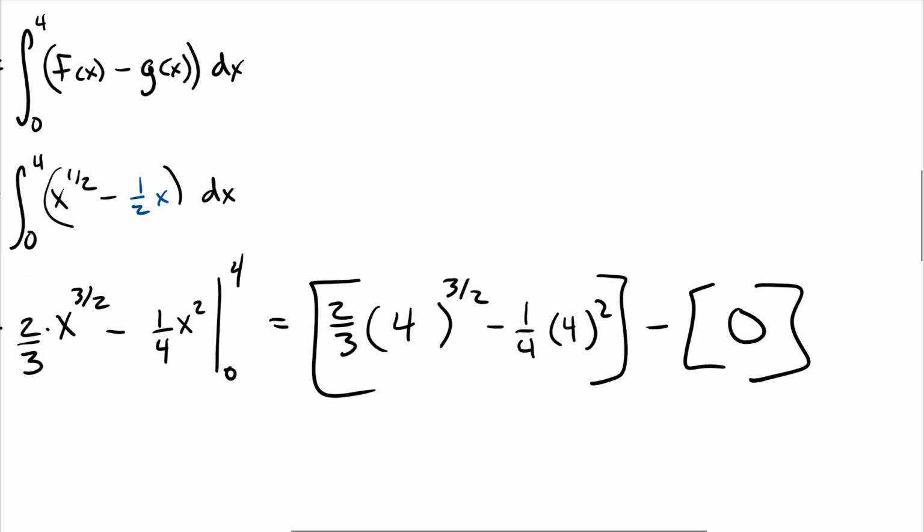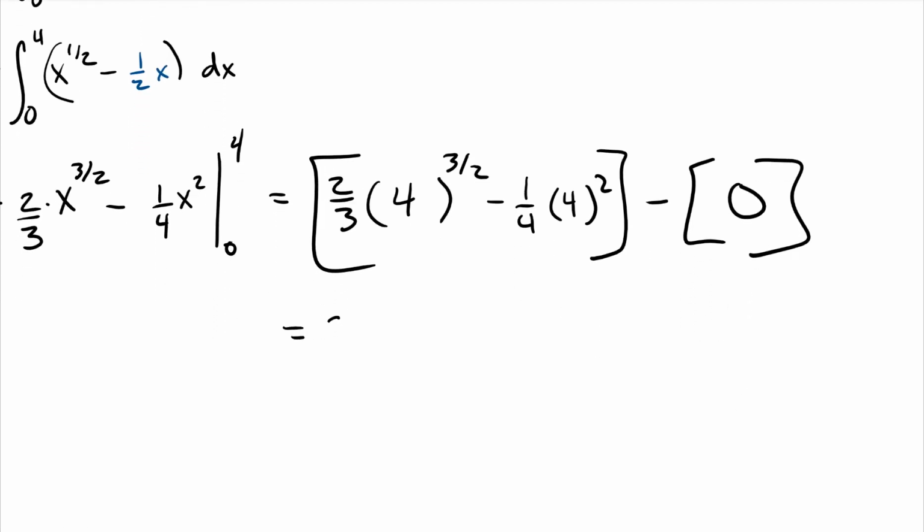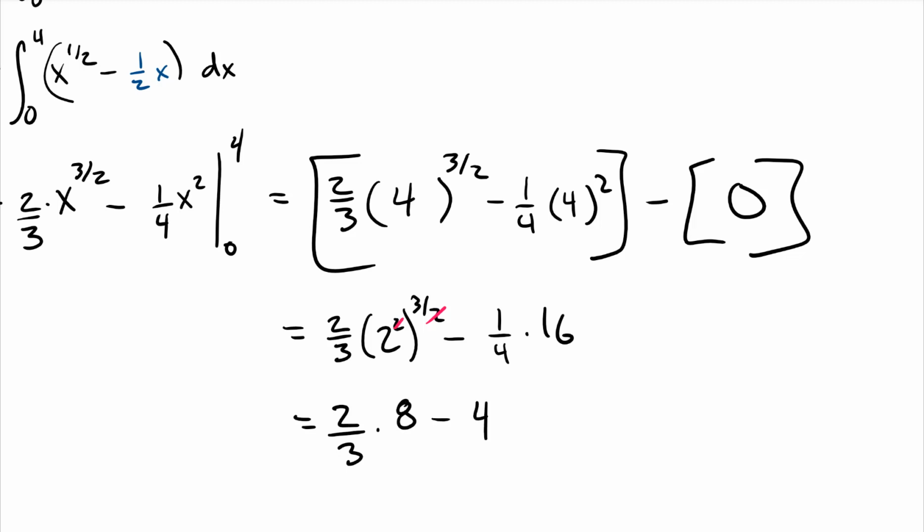Now, do you remember how to evaluate this? Because you can't just leave it as 4 to the 3/2 power. That's some straight nonsense. So we have 2/3 times 2 squared to the 3/2 power minus 1/4 times 16. The 2's cancel. 2 times 3/2 is just 3. So we end up with 2/3 times 2 cubed, which is 8, minus 4. So what do we got? 16/3 minus 4, for an answer of 4/3.